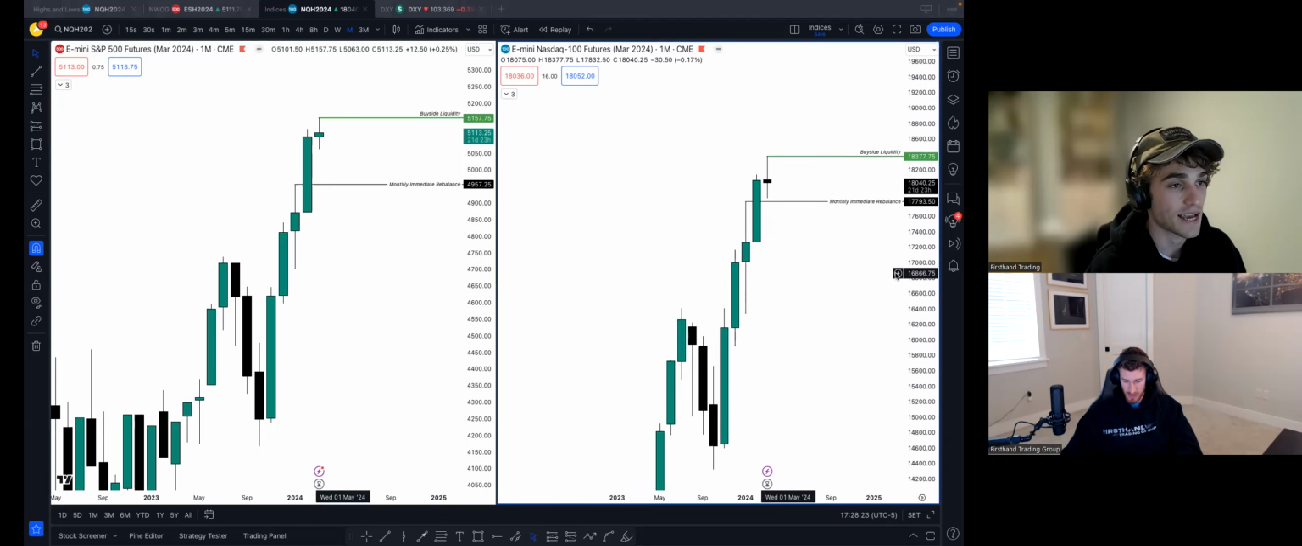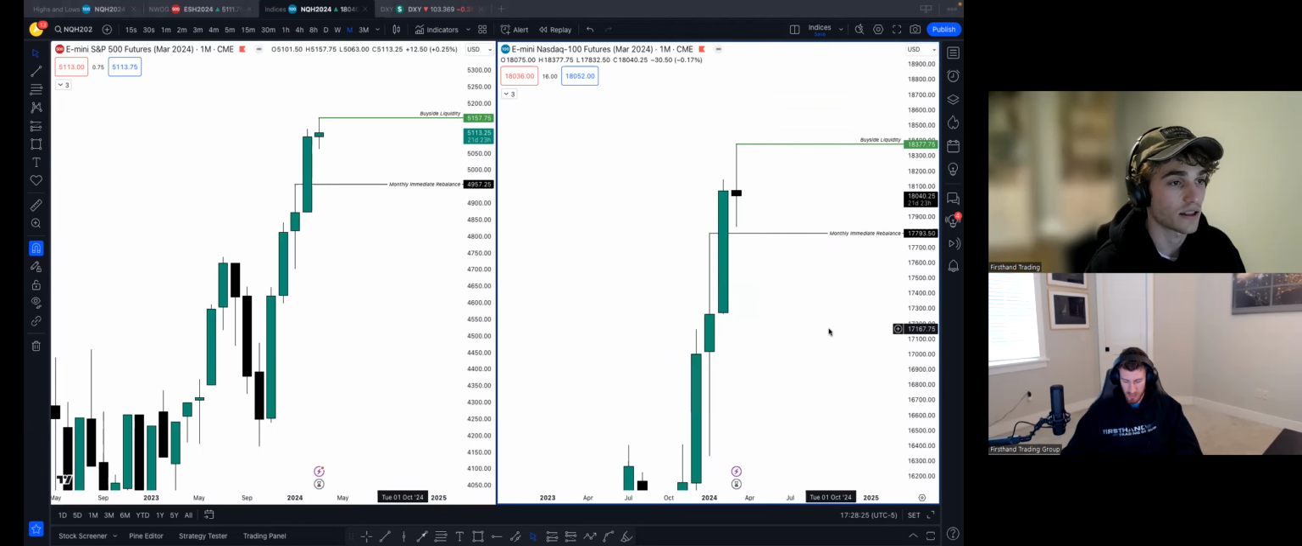Same thing with NASDAQ. It's a bit smaller as we did trade a little bit deeper on Tuesday this week, but we do still have inefficiency between January's high and March's current low.